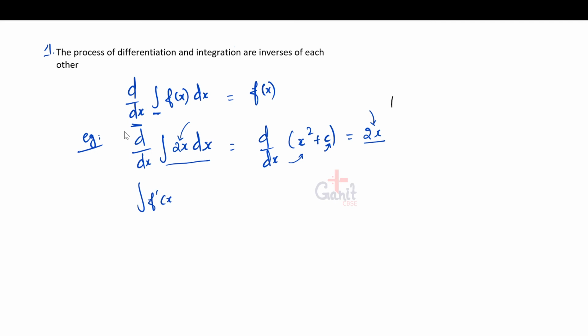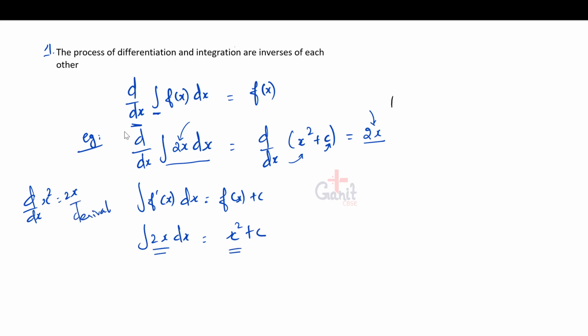And if you integrate the derivative, you will get the function. We have already seen this. dy by dx of x square is 2x, so 2x is the derivative. If you integrate 2x, you will get x square plus c. So 2x is the derivative and x square is the function. So this is the first property.